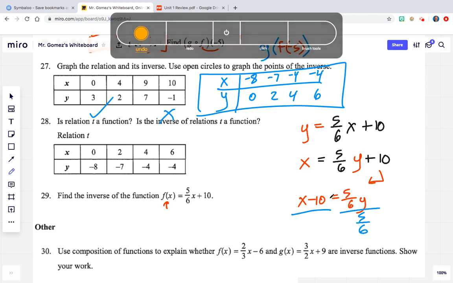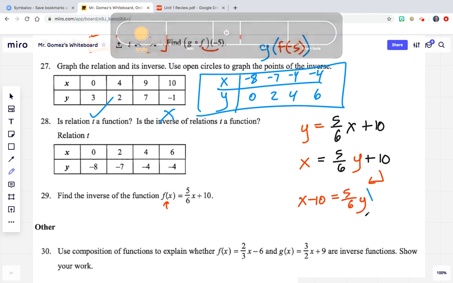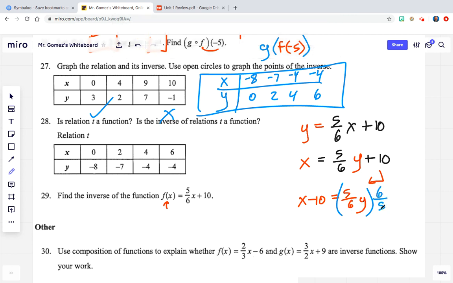So just like in class when we had fractions, when we want to get rid of them, we're going to multiply by the reciprocal, because then it will create a form of 1. So we're going to multiply this by 6/5. So 5/6 times y times 6/5. This 5 on the top will cancel to a form of 1 with this 5 on the bottom. This 6 in the numerator will cancel to a form of 1 with this 6, and we are left with y all by itself. So that I have 6/5 times (x minus 10) in parentheses.